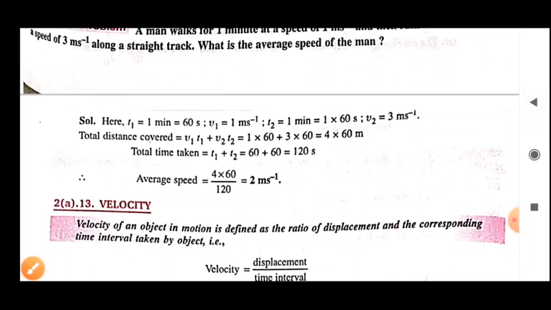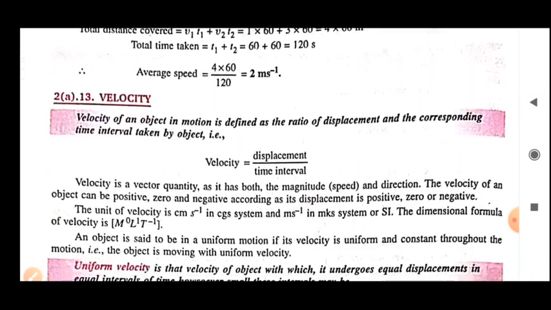So this is a very easy problem. Actually, you always have to adopt the same procedure. Just first find the total distance, then find the total time, then use the average speed formula.